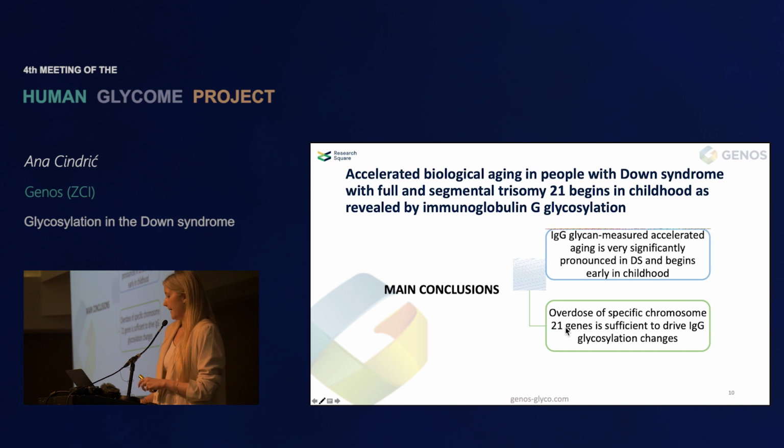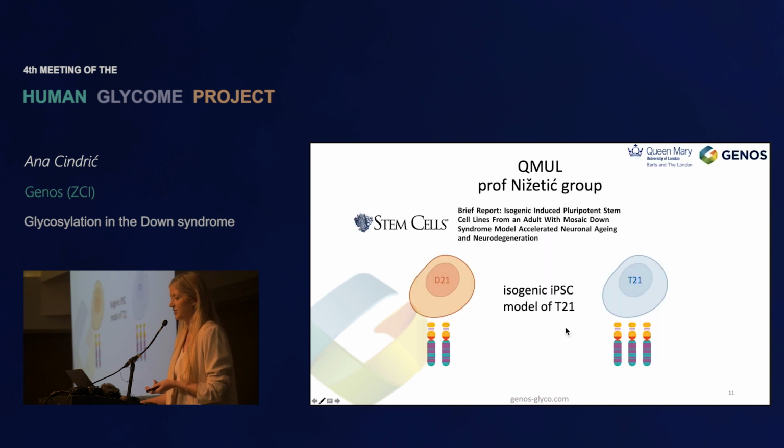But because we have been talking so much about IgG glycans, and I have been doing some more things that are not strictly IgG glycans, I just wanted to briefly mention this collaboration that we had with Queen Mary University of London with Professor Cindrić's group. They have developed this really cool isogenic induced pluripotent stem cell model of trisomy 21. So what does that mean?